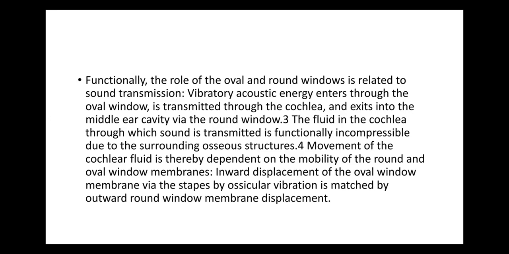Functionally, the role of the oval and round window is related to sound transmission. Vibratory acoustic energy enters through the oval window, transmits through the cochlea, and exits into the middle ear cavity via the round window. The fluid in the cochlea through which sound is transmitted is functionally incompressible due to the surrounding osseous structures. Movement of the cochlear fluid is therefore dependent on the mobility of the round window and oval window membranes. Inward displacement of the oval window membrane via the stapes by ossicular vibration is matched by outward round window membrane displacement.